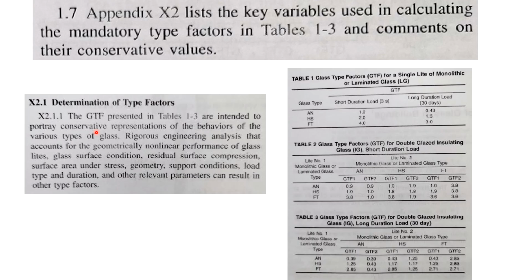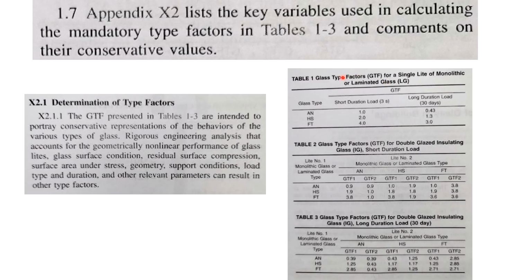It gets very, very complicated as to how they determine the glass type factors, but these are the glass type factors in this particular table. So let's look at table 1. Well, 3 tables actually. So these are glass type factors for a single light of monolithic or laminated glass.